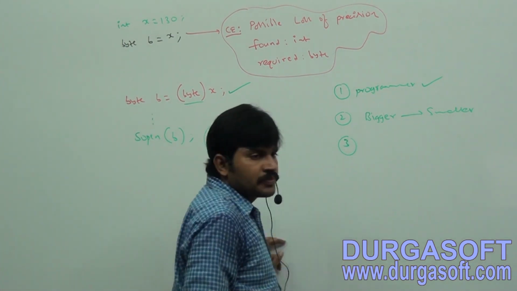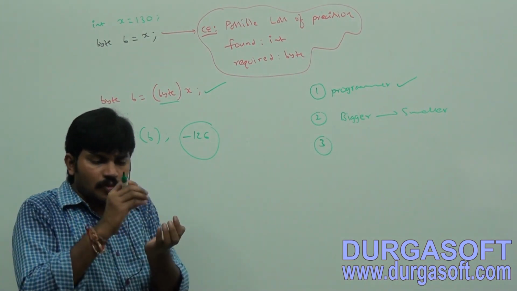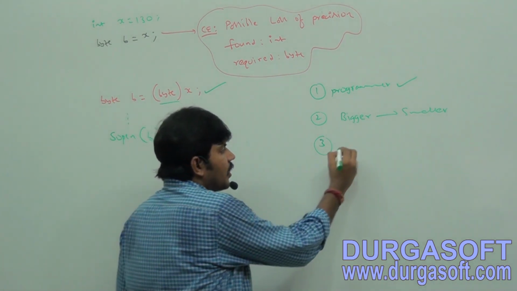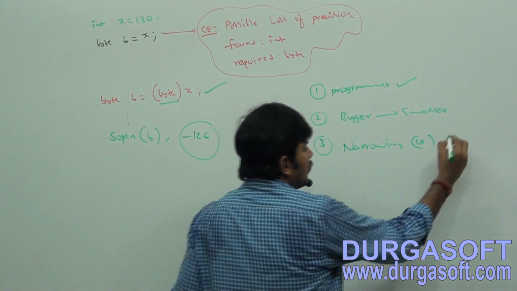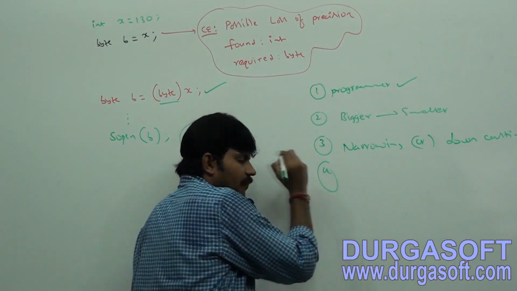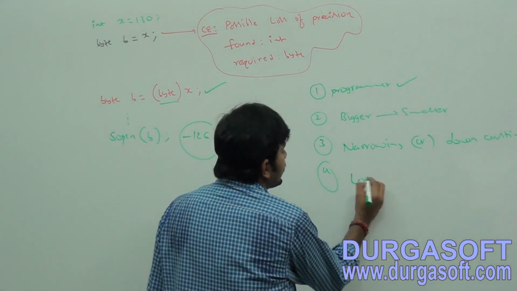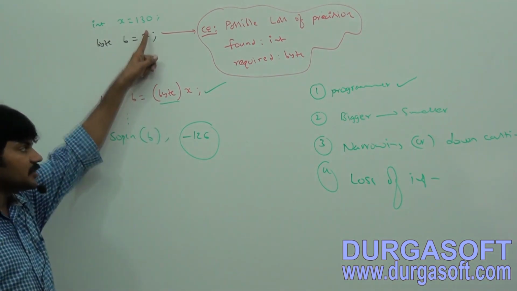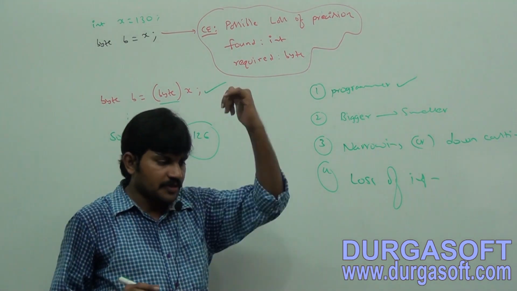Next, the third point: keeping a big value in a small place, is it narrowing or widening? Narrowing, or downcasting. Next, there may be a chance of loss of information, because 130 suddenly became minus 126. I hope you are aware at this point.